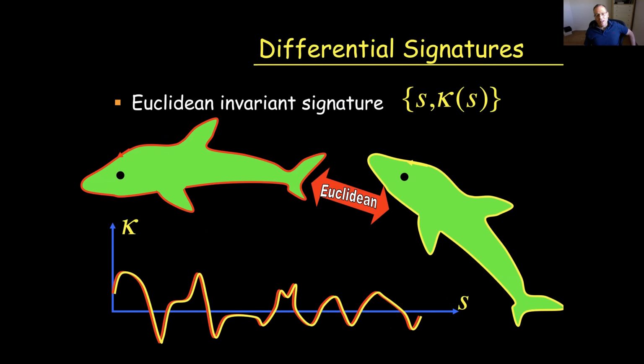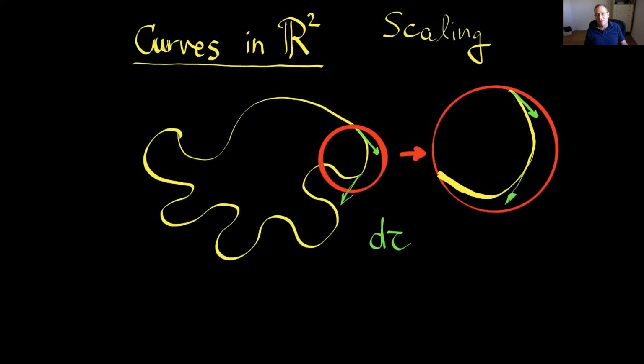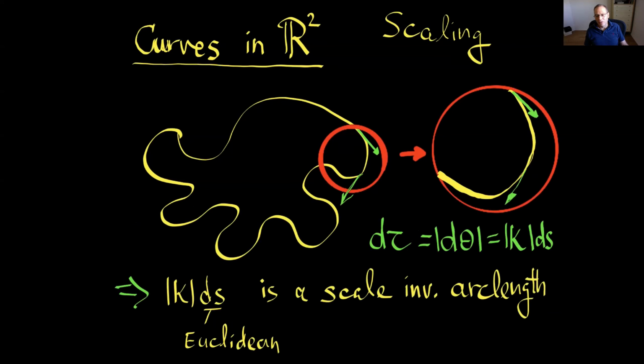In fact, what Cartan showed us is that if you want to get rid of choosing the initial point, you can take not just the curvature, but rather the curvature together with the derivative of the curvature with respect to the arc length, and throw away the arc length, and then you get a signature without dependency on where you start your travel along the boundary of the shape. Okay, so these are Euclidean invariant signatures, and you can use other geometries in order to define different arc lengths.